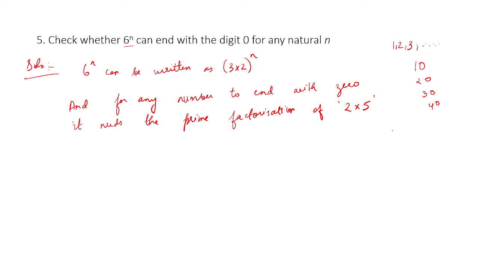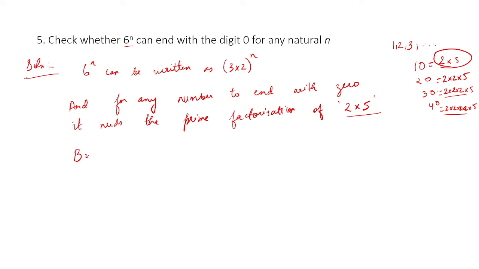For example, if I tell you to take the prime factorization of 10, you will take 2 into 5. If I tell you to take the prime factorization of 20, you'll take 2 into 2 into 5, and for 80 it is 2 into 2 into 2 into 2 into 5. It keeps on increasing, but basically for every number that ends with a 0, you at least need 2 into 5. The minimum requirement is 2 into 5. So for any number to end with a digit 0, it needs the prime factorization to contain 2 into 5.